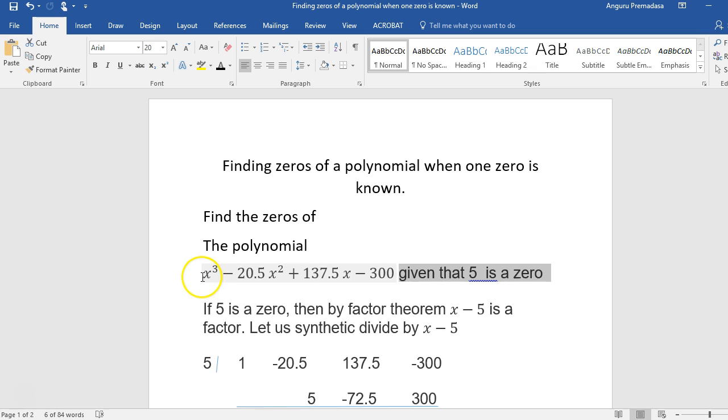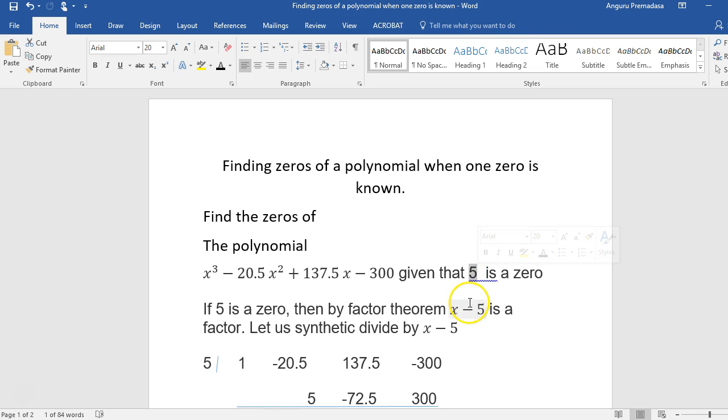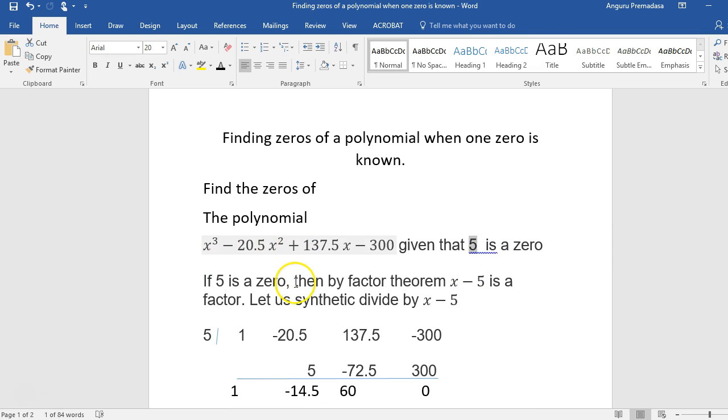So the polynomial is this. We need to find all the zeros of the polynomial given that 5 is a zero. So we have already been given one of the zeros, which is 5, and we need to find the other zeros. So how many are there? Because the polynomial is degree 3, there have to be 3 zeros altogether. So 1 is given, which is 5, and we need to find the other 2.